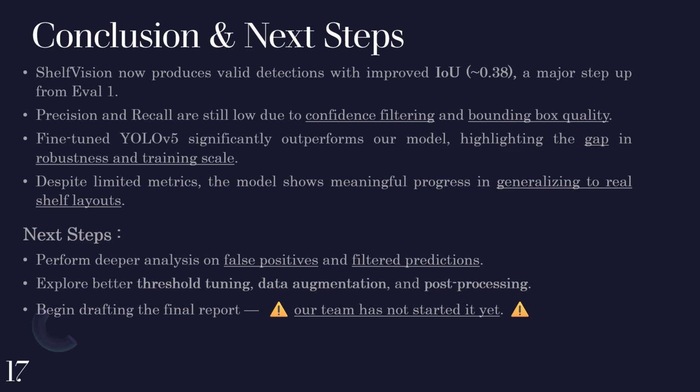ShelfVision has come a long way since Eval1. We now produce valid detections with significantly better bounding box alignment. Our average IOU has jumped to around 0.38, which is a solid sign that the model is understanding where objects actually are. While precision and recall are still low, that's mainly because of confidence filtering and issues with borderline box predictions. Fine-tuned YOLOv5 still clearly outperforms us. It's trained on a much larger scale and benefits from a more robust architecture, but what we're seeing is meaningful progress. ShelfVision is starting to generalize to real shelf layouts, even under tighter constraints.